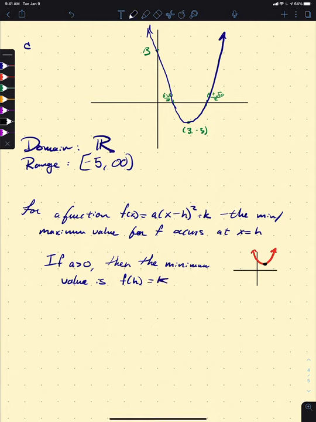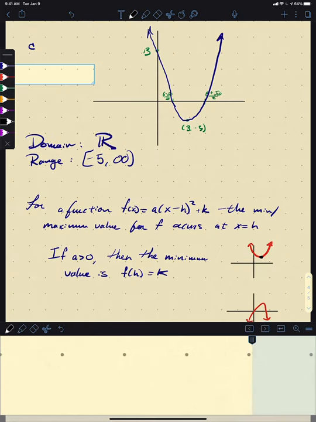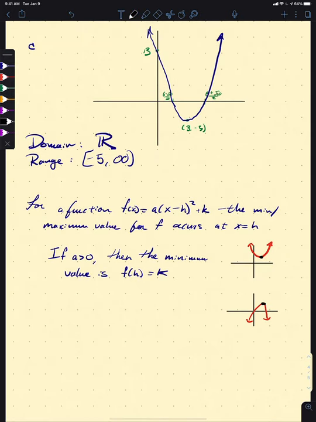But what if a is less than 0? Well, if a is less than 0, again, just sketching a graph in the corner, then our parabola is going to be pointed downward, which would mean that our vertex corresponds to the maximum. So if a is less than 0, then the maximum value is f of h equals k.